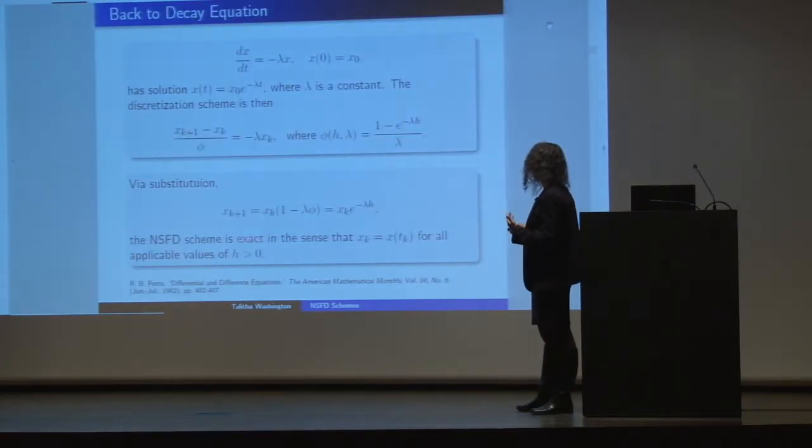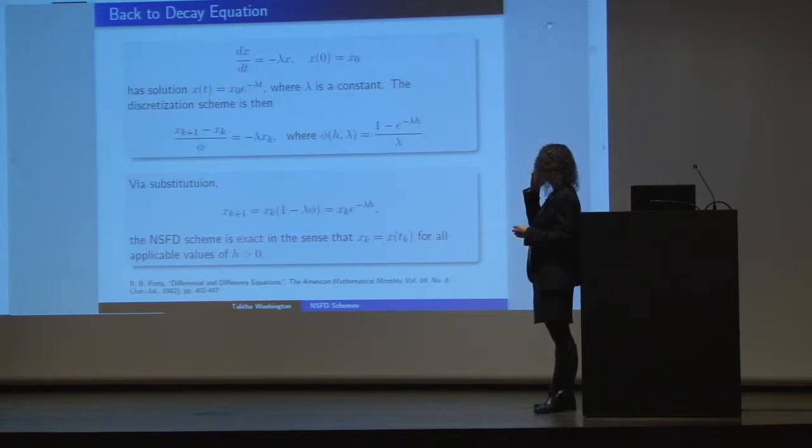So if we go back to the decay equation, this time let's consider dx/dt equal to negative lambda x with the initial condition x(0) equal to x0. Again, we have the solution x0 times e^(-lambda t).